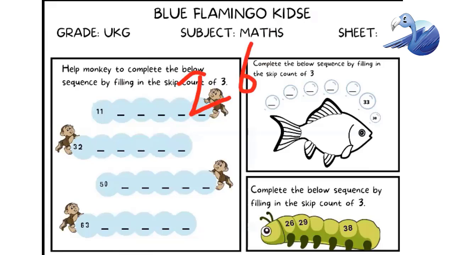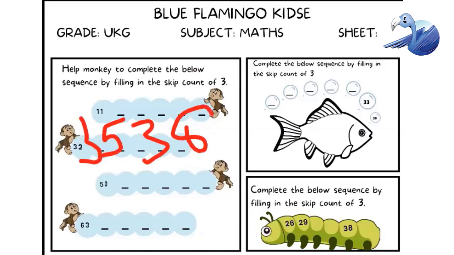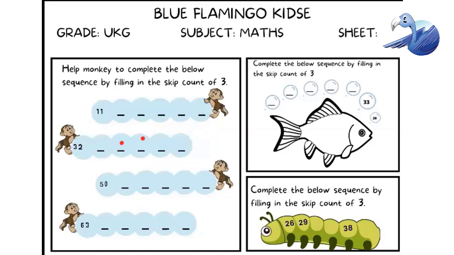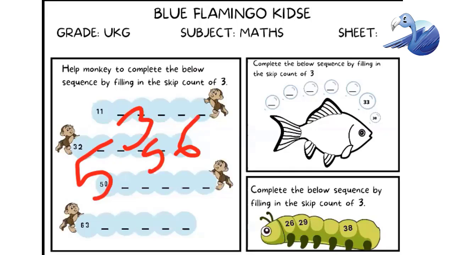Okay. Now 32, 33, 34. You have to write here 35. Now 35, 36, 37. You have to write 38. Now 38, 39, 40, 41, 42, 43. Okay. Now 50, 51, 52, 53, 54, 55, 56, 57, 58, 59. 60, 61, 62. Okay.